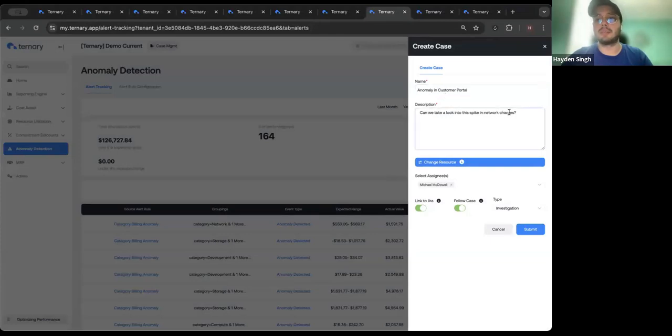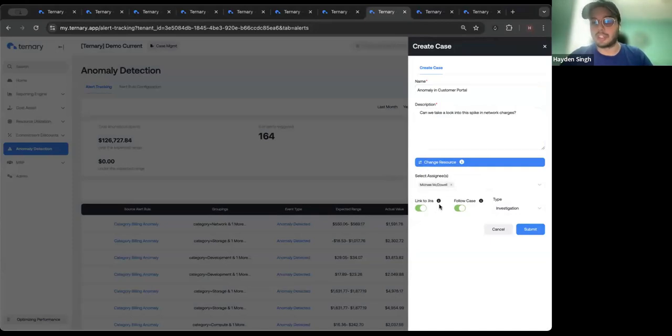Can we take a look into the spike in the network charge? I can actually assign this to an individual, and then I can follow this case. So if there are any changes that are made within Ternary's platform, I'll be able to see that and I'll be alerted as such. The last thing to say is that we can link this to Jira.